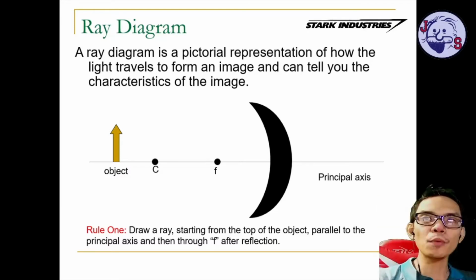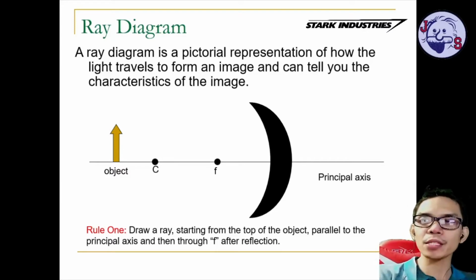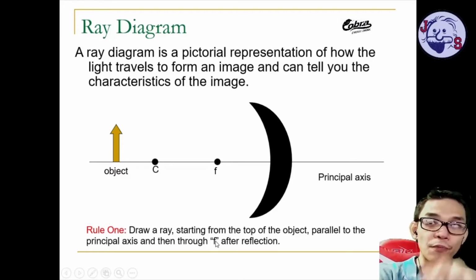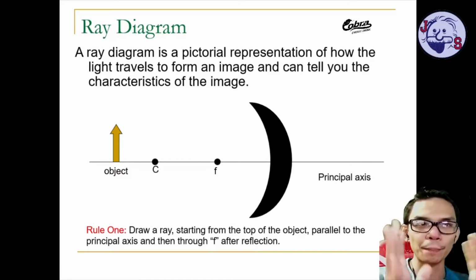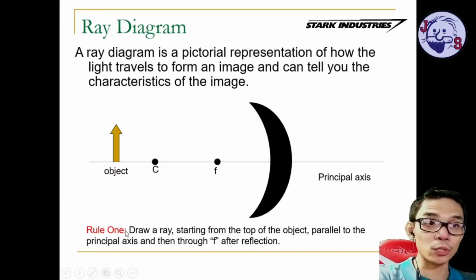Rule number 1. The first ray that we are going to draw should start from the top of the object, parallel to the principal axis, then through F, which is the focal point, after reflection. How does it work? How does it look like? Again, you can pause this video to draw this one.